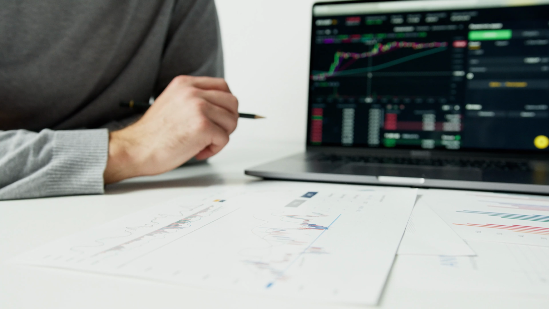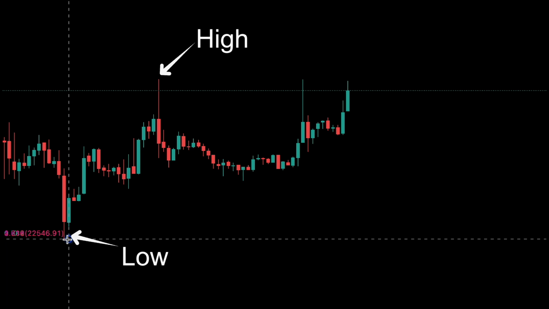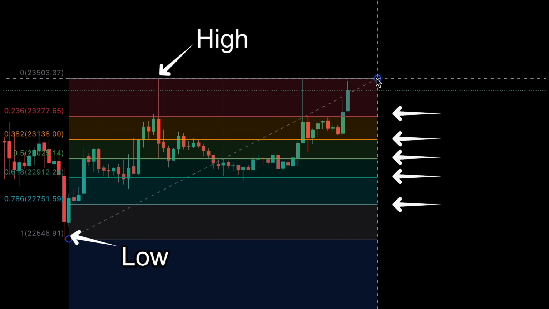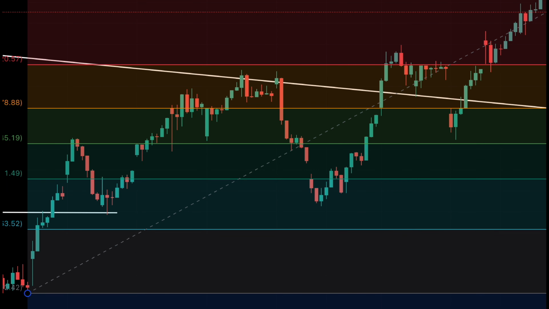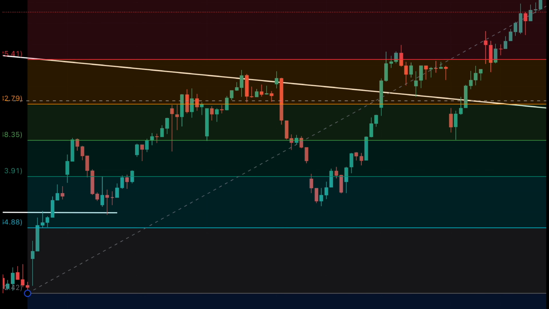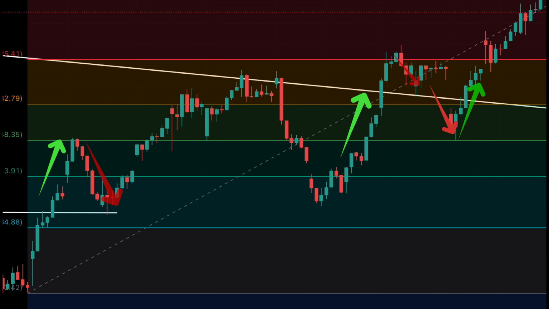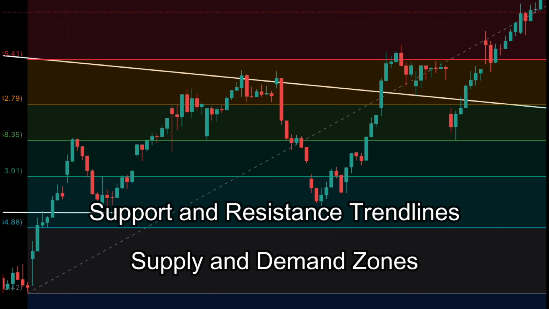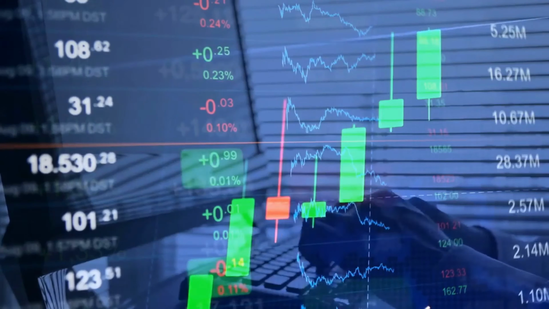The indicator is useful because it can be drawn between any two significant price points, such as a high and a low. Then, the indicator will just create the levels between those two points. Significant price points means price will react to them, either go further up when they go past them or reverse when they reach them. These are called support and resistance trend lines, also known as supply and demand zones in other cases. The Fibonacci indicator is a highly useful, easy-to-use indicator that is very relevant in today's markets.